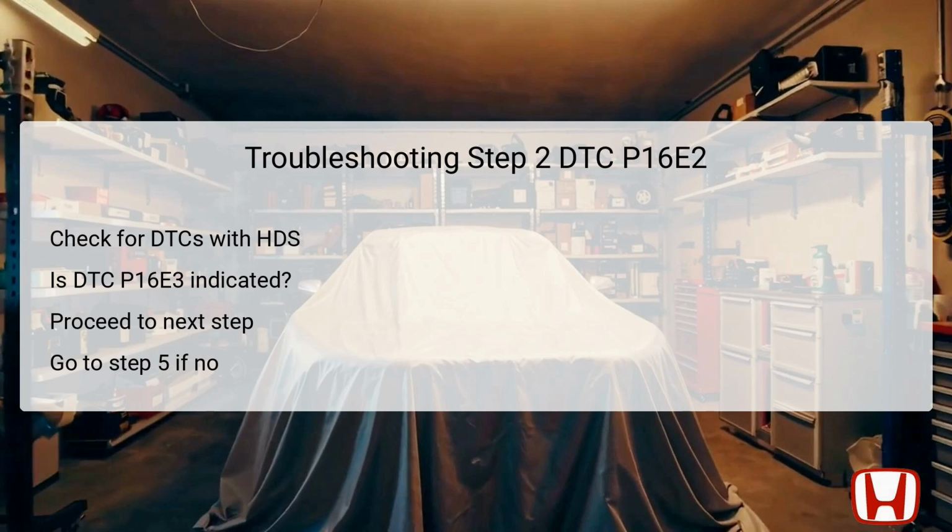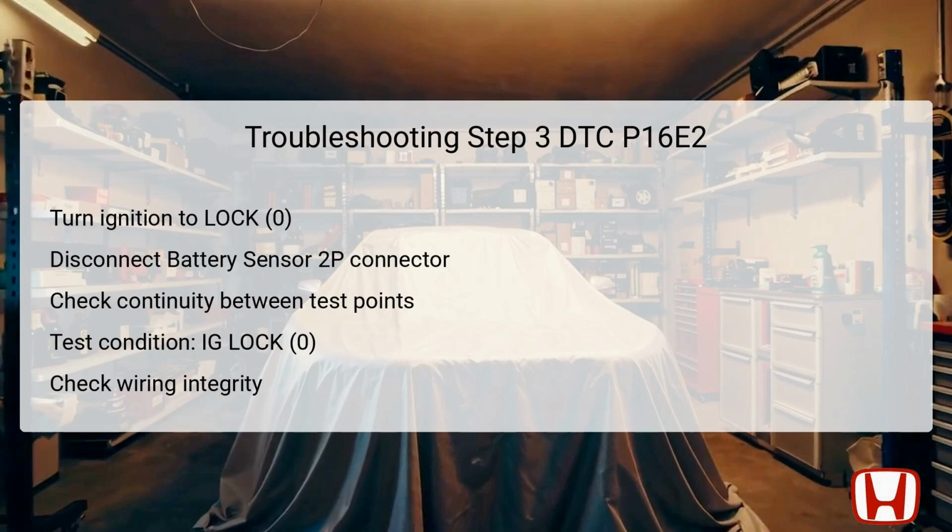If DTC P16E2 is not indicated, then you should consider there may be an open circuit or other problems. This requires going directly to Step 5, focusing on further diagnostics of the wiring and connectors involved in the LIN circuit. To determine the possible failure area associated with DTC P16E2, begin by turning the ignition switch to the lock position, also known as lock 0.